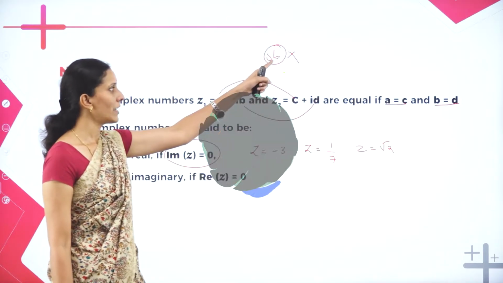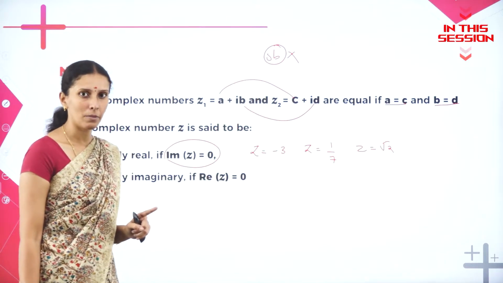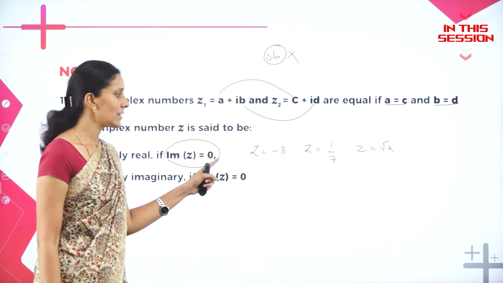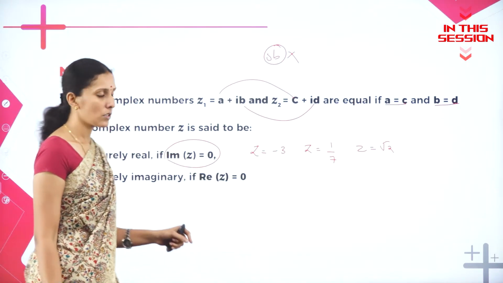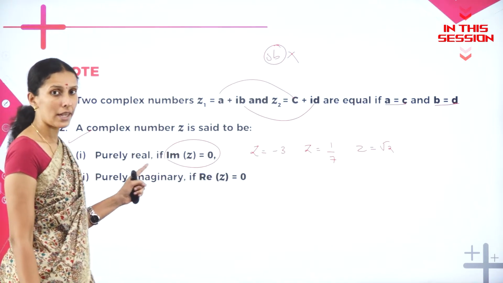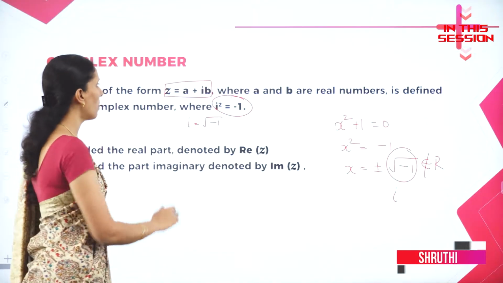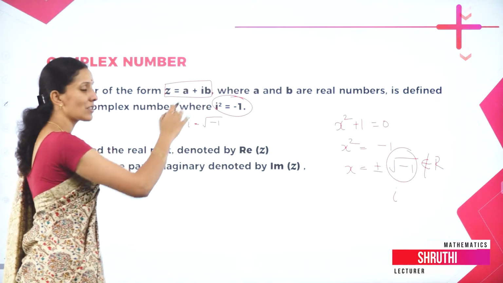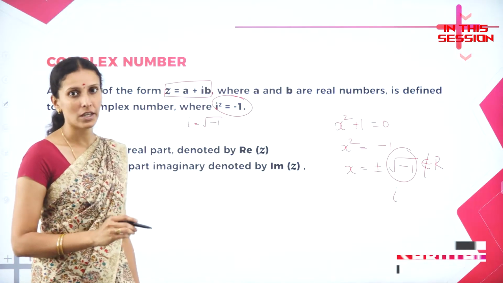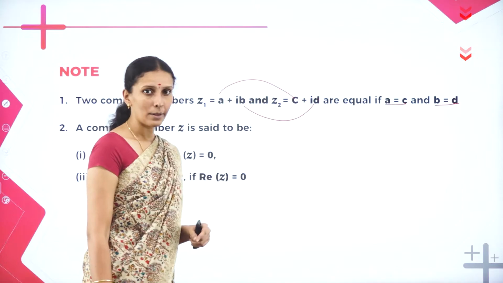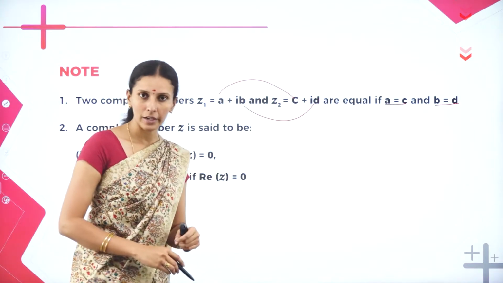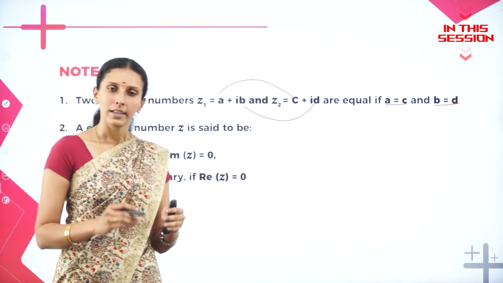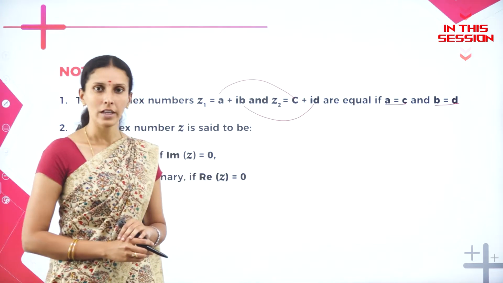If the value of b is 0, then the imaginary part will become 0. So wherever b is 0, you have only a. Then it is called a purely real number. Any number in the form a plus ib, where a and b are real but ib is not real, we call an imaginary number. a and c are the real parts, b and d are the imaginary parts. If those two are equal, then we say that two complex numbers are equal.